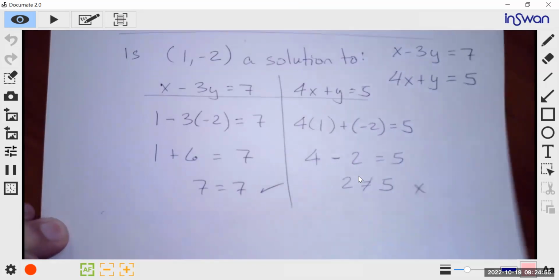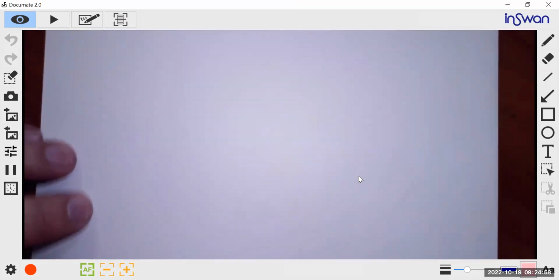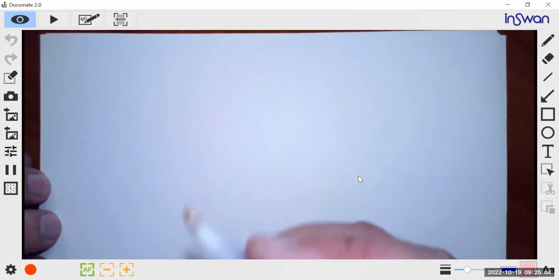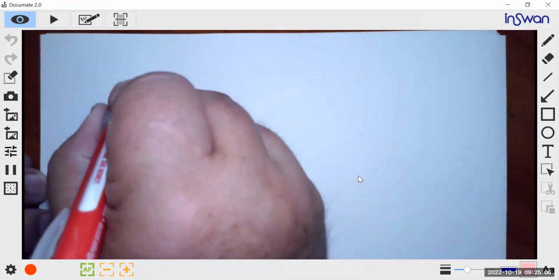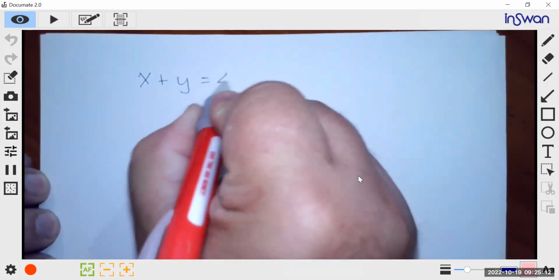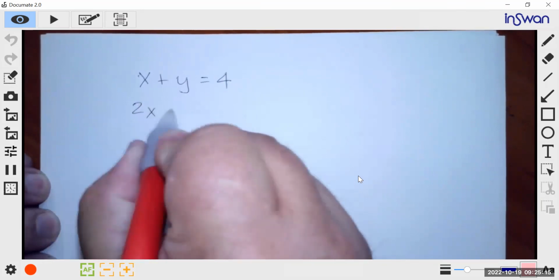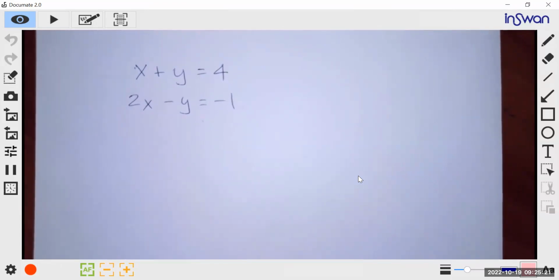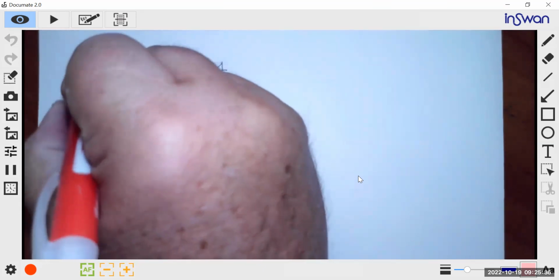Let's pick another one. Let's try another one. Find me the solution to this system by graphing. So it just says graph this system.